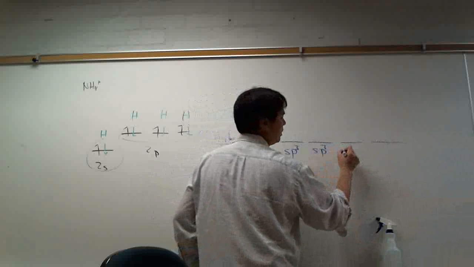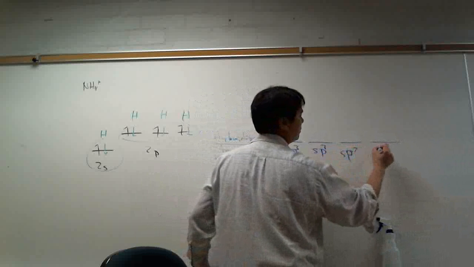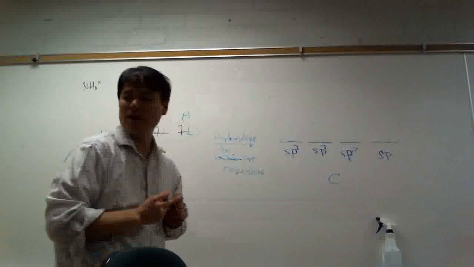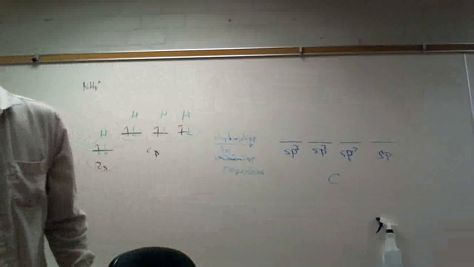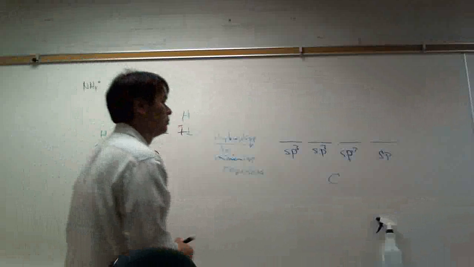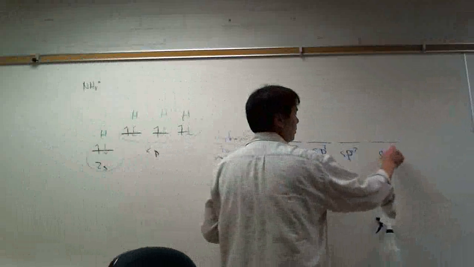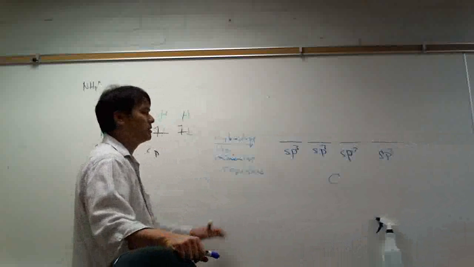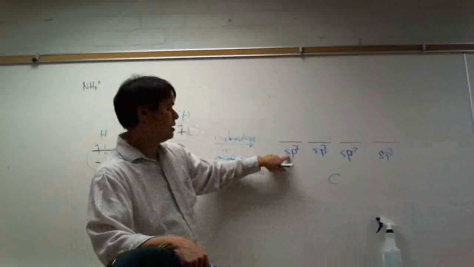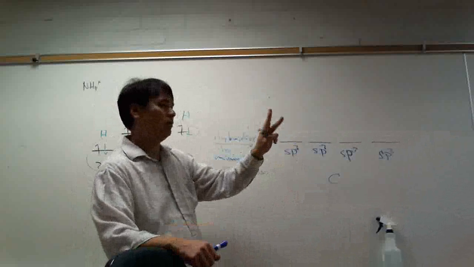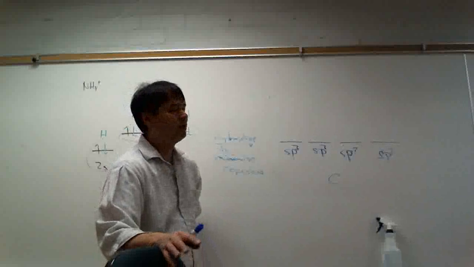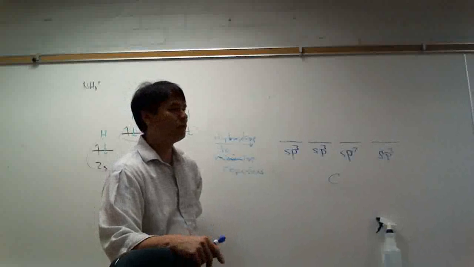sp3, sp3, sp3. Now this is for carbon. Carbon has 4 valence electrons. How do you know it has 4 orbitals? Because I'm mixing 4 orbitals. So 1, 2, 3 P's and 1 S gives me 4 orbitals. And so if I put in 4 waves, I'm going to get out 4 waves, basically.